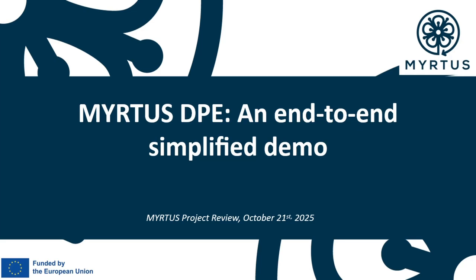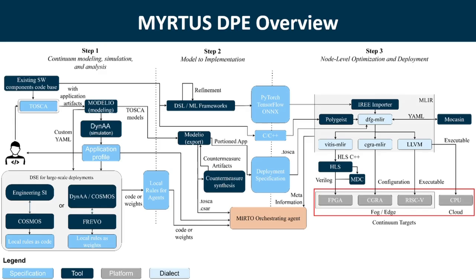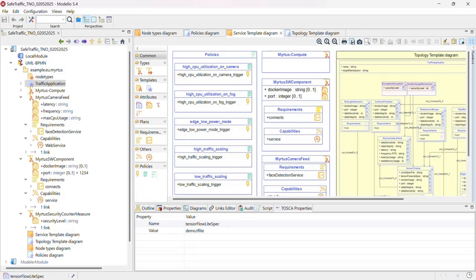In this demonstration, we examine the foundational pathway of utilizing the MYRTUS DPE, Design and Programming Environment. Building a TOSCA model in TOSCA Designer is the first step in the DPE workflow. Here we have opened the TOSCA Designer project for the MYRTUS mobility use case.